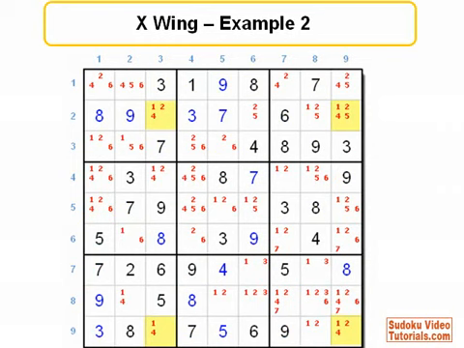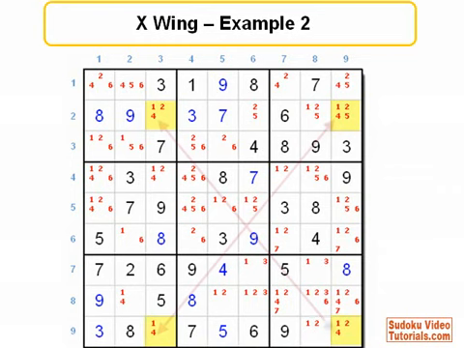Here the highlighted cells form the four corners of our rectangle. Each of the highlighted cells contains a 4, forming our X-Wing. Notice there are no other 4s in row 2 and row 9 outside the highlighted cells.